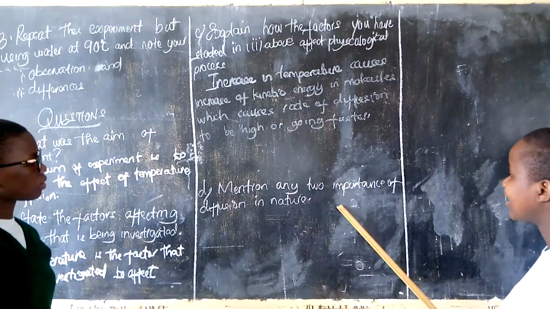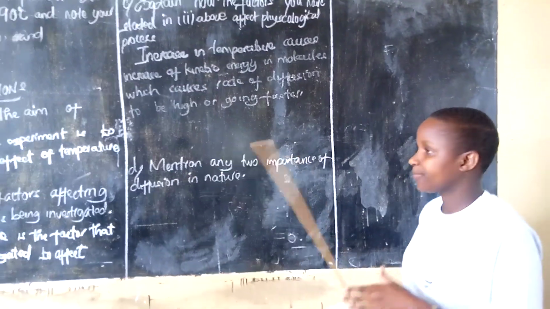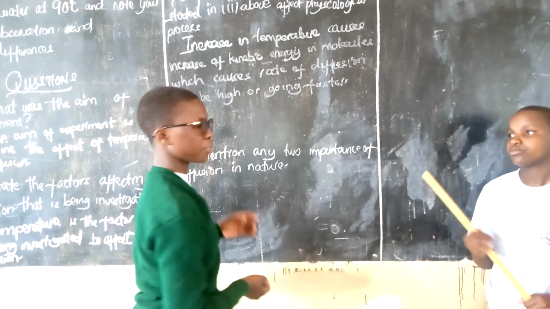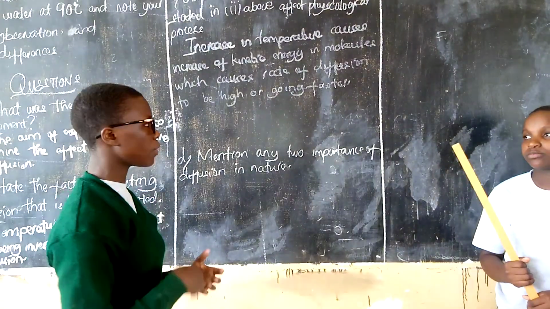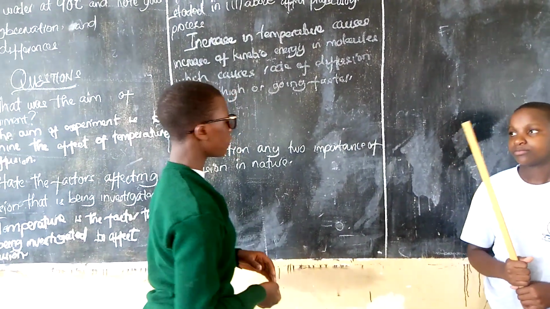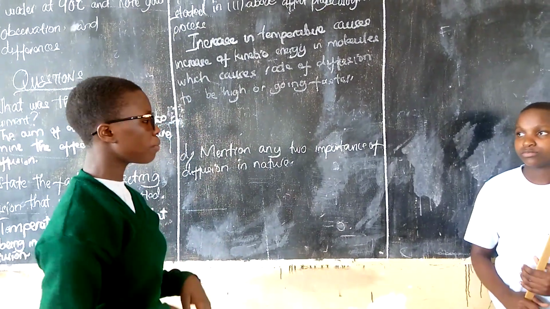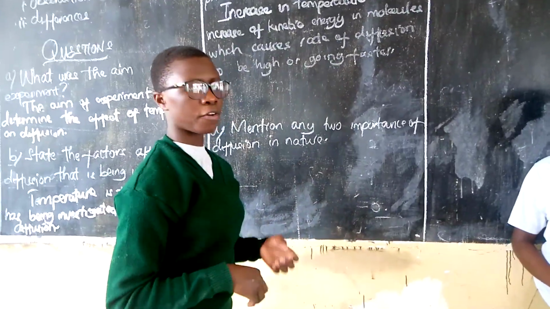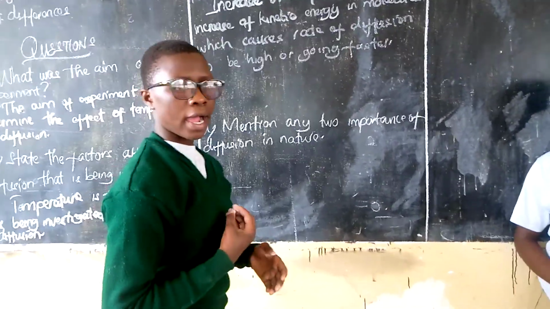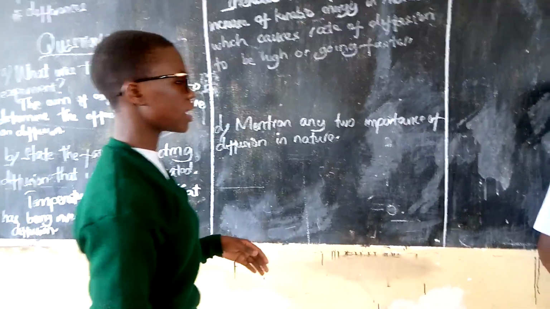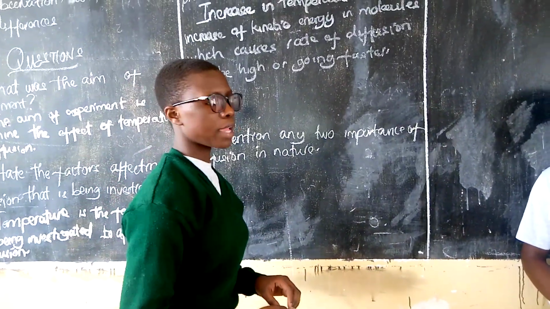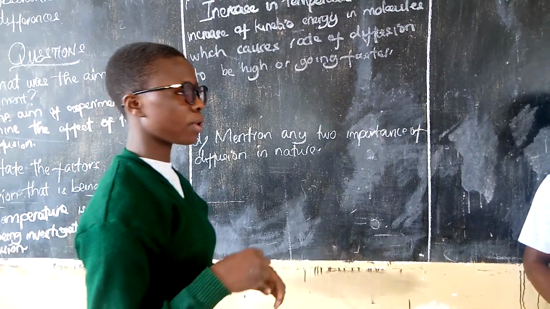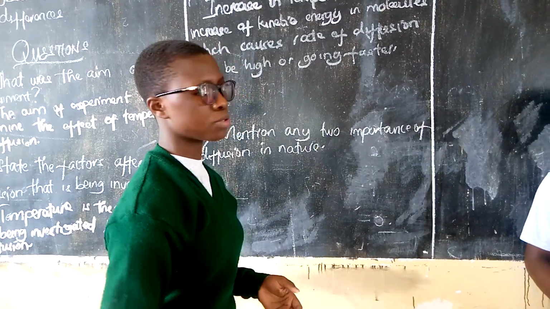Question: mention any two importance of diffusion in nature. It means that we have to mention the significance of diffusion in nature, in our environment. What is its significance? Diffusion plays a big role even in our own body and our own environment. For example, for a fetus to get food from its mother's womb, diffusion is taking place, and sometimes it helps to excrete waste from the fetus's blood out to the mother's blood.